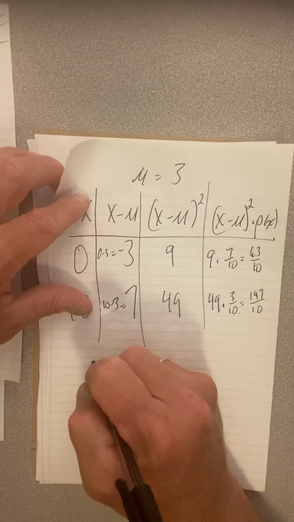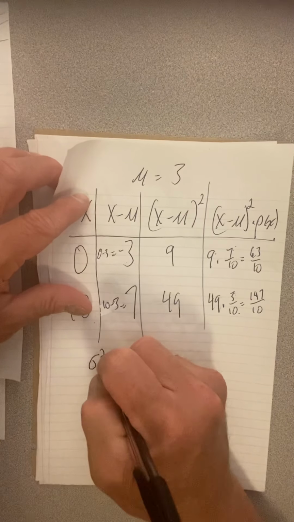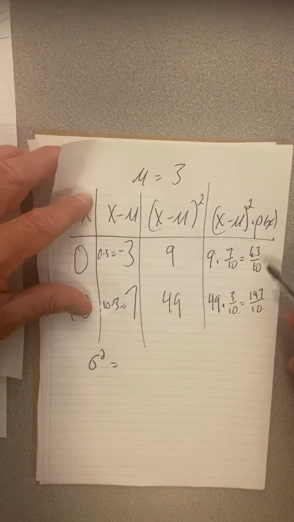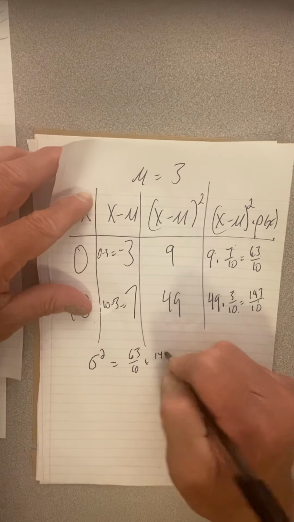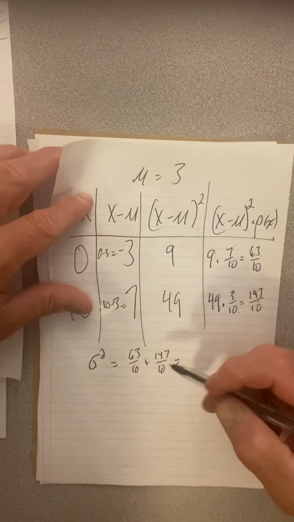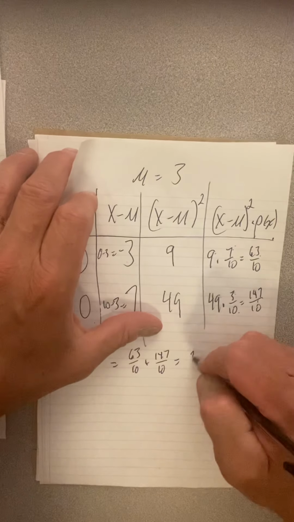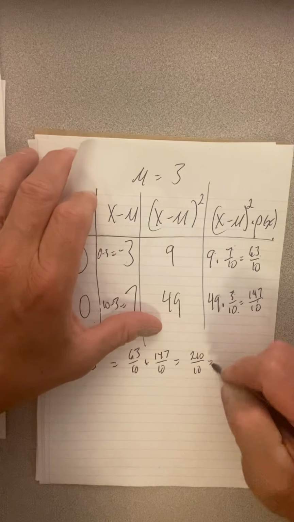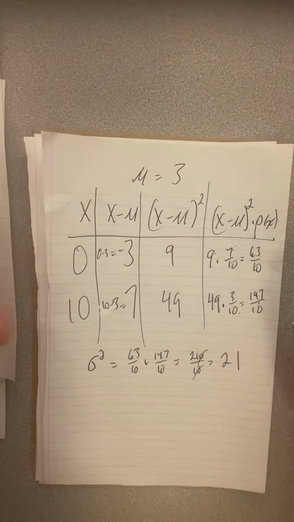So now I'm supposed to add that up. The variance is equal to this plus this: 63 tenths plus 147 tenths. Well, 60 and 140 is 200, and then the 7 and 3 make a 10, so that's 210 tenths, which, if you knock off the zeros, is 21. So the variance is 21.